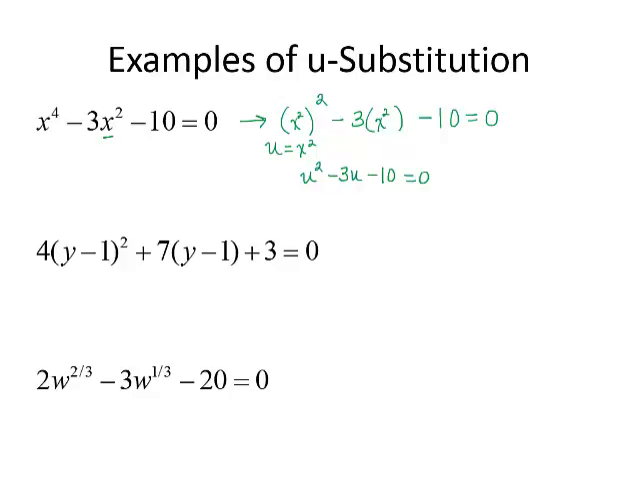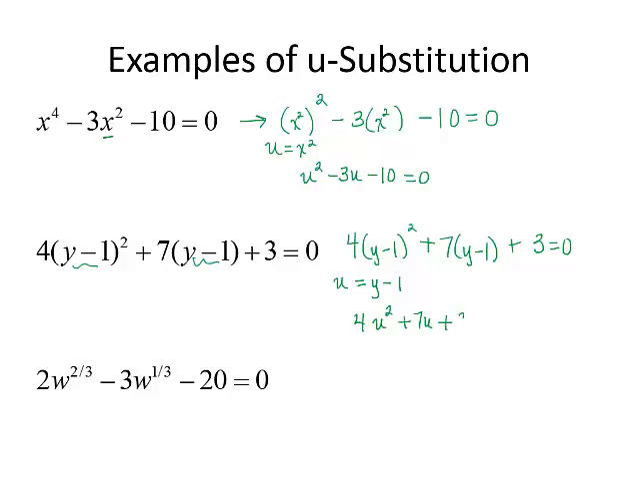The second example: 4 times y minus 1 quantity squared plus 7 times y minus 1 plus 3 equals 0. Well, it is already in the form of 4 times something squared plus 7 times something plus 3 equals 0. That something is y minus 1. So in this case, if we replace y minus 1 with u, our equation becomes a quadratic: 4u squared plus 7u plus 3 equals 0.